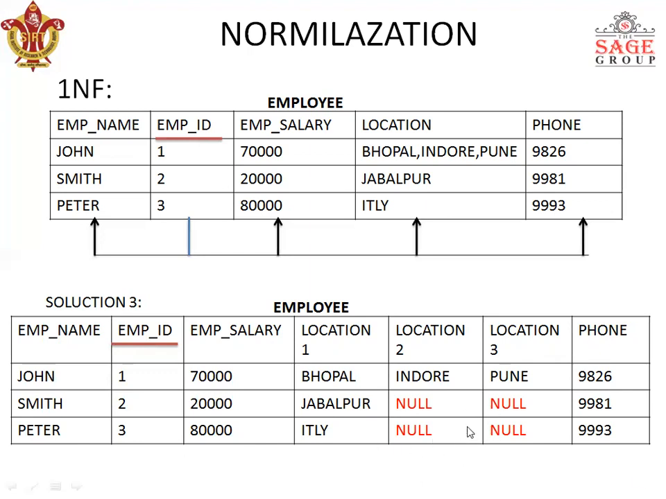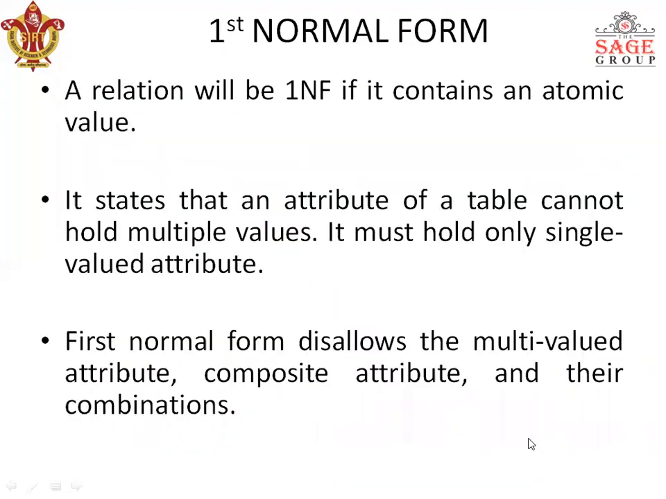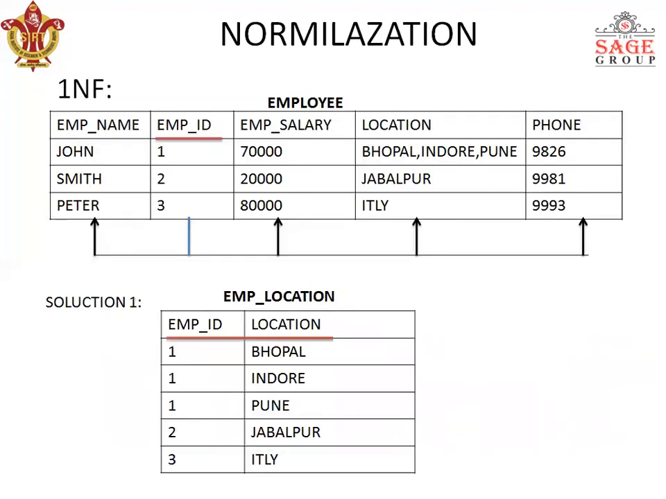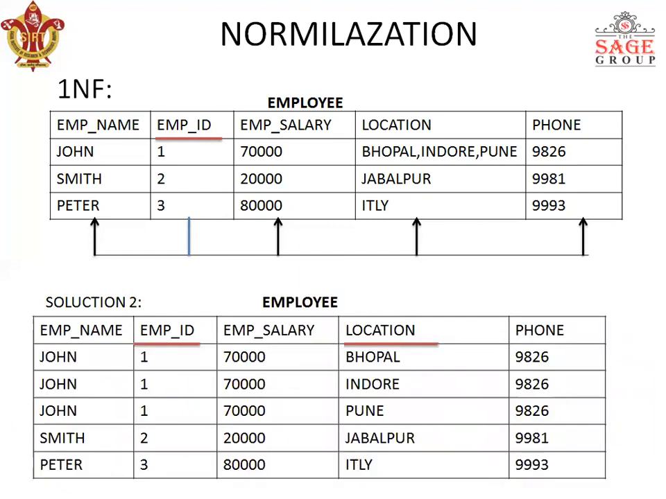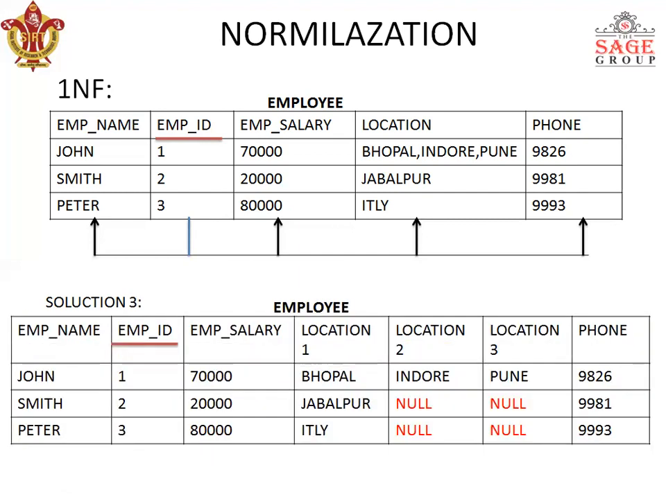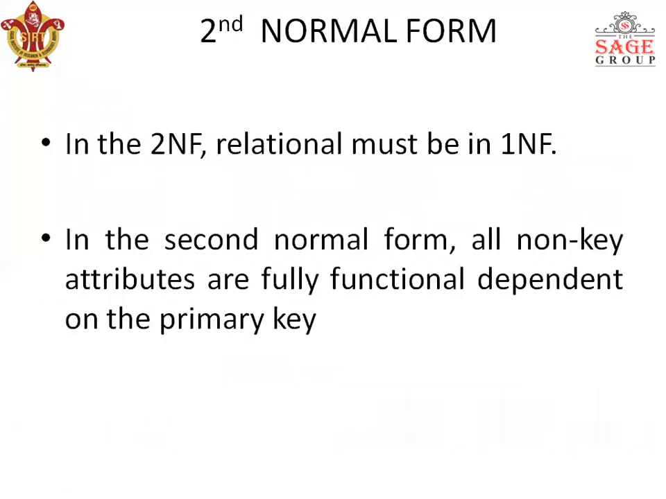So the problem in this solution is that we have avoided the data redundancy, but by default null records are inserted. So here we have 3 solutions. In first normal form, we can go with solution number 1, or solution number 2, or either solution number 3.